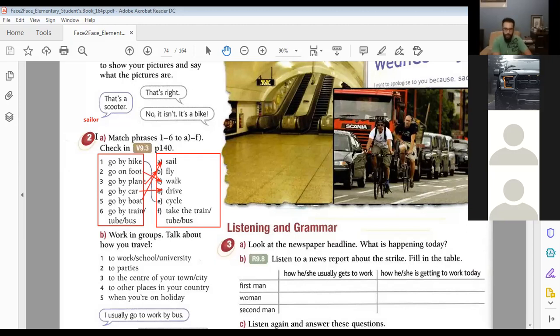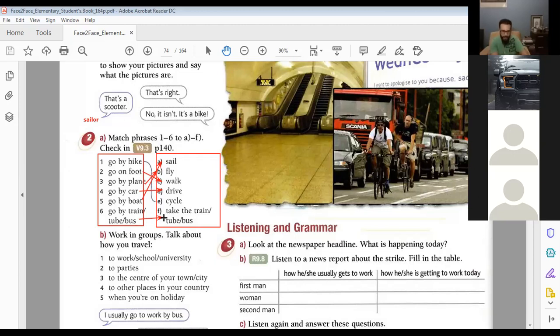Okay, Abdurrahman, your turn. What about go by train or go by bus? Can we do it in another way? What do you think, Abdurrahman? Take the train, take the bus. That's right. You can take the train and you can also take the bus. So this is the idea. We have different ways of talking about transport. You can say, "I go to work by bike," or you can say, "I cycle to work." It's the same meaning, but a different way of talking about transport.